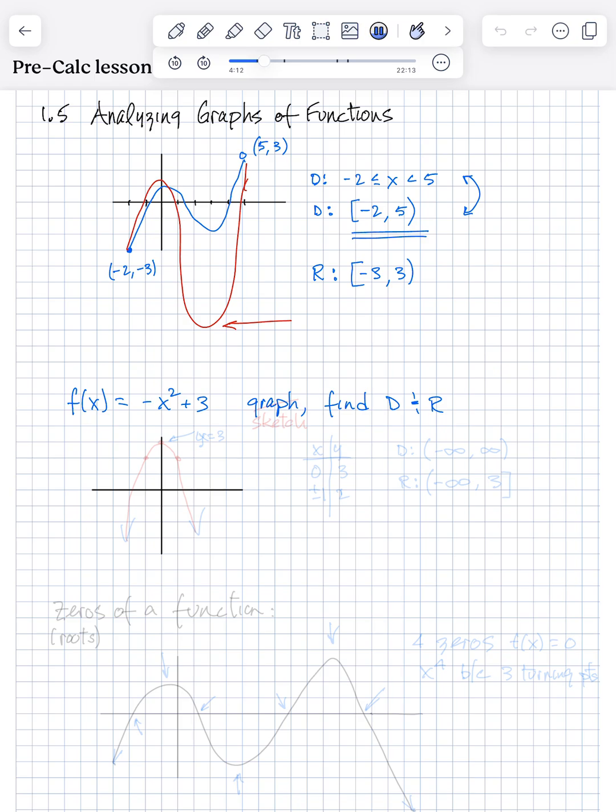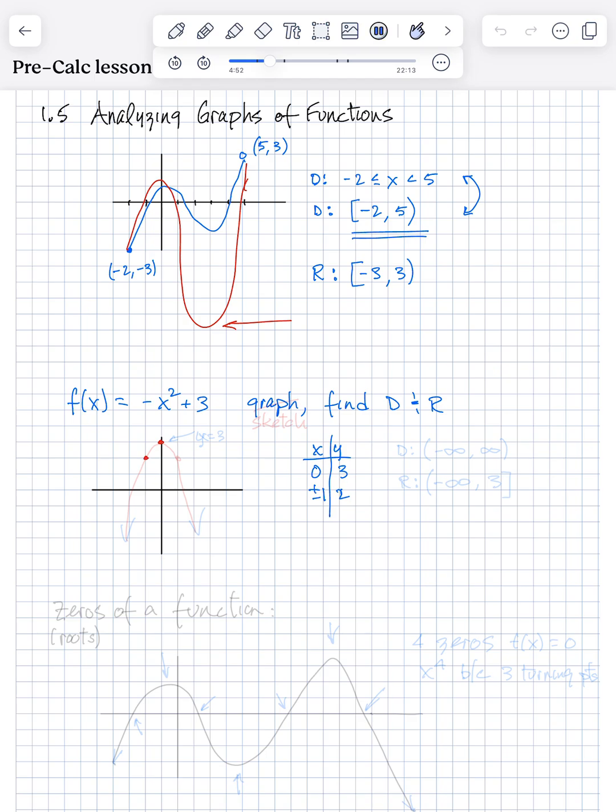Okay, so how do we graph this? Well, the first thing we'll do is just have an XY table. So X, Y. When X is 0, Y is 3. And when X is plus or minus 1, Y is 2. We could do another point, but I think this is enough. We know that it's a parabola. So 0, 3, we can go ahead and plot that, and plus or minus 1, 2.